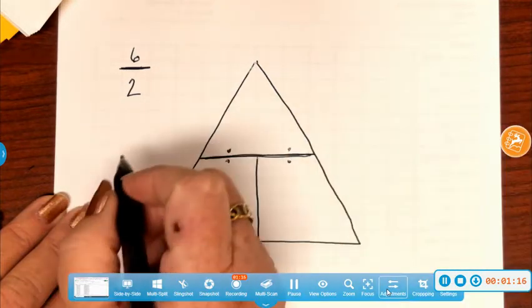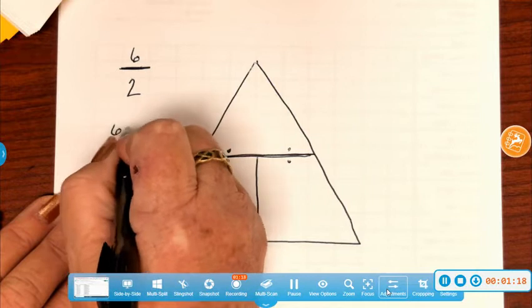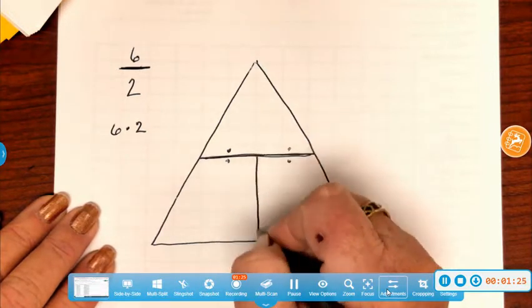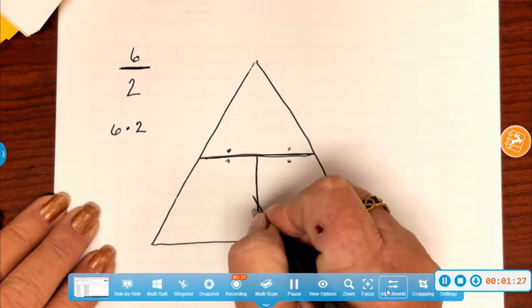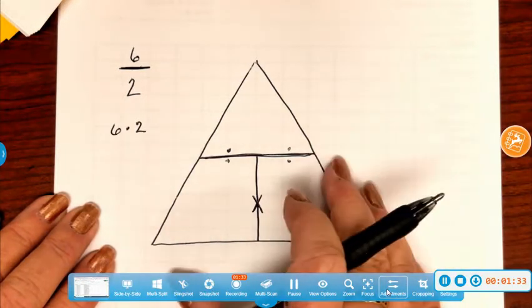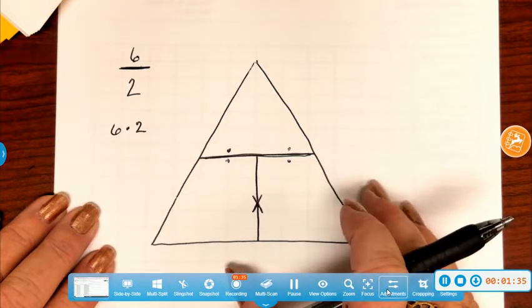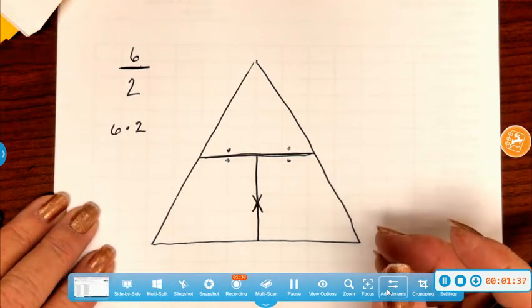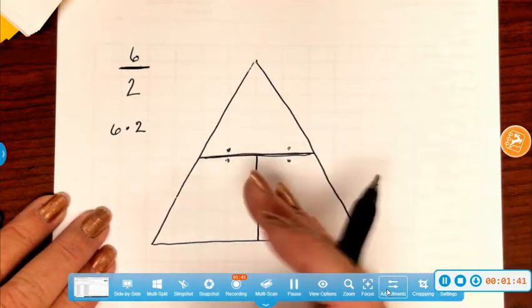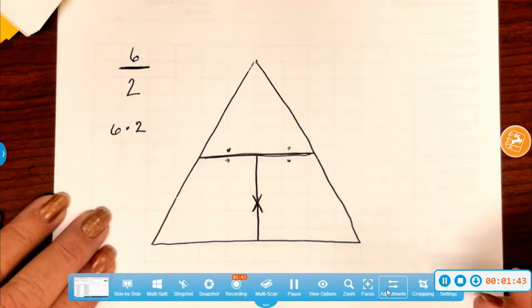If I were to write this, what does that mean? 6 times 2. This line right here means multiply, means times. Okay? So you can take any three variable equation, and if you set it up correctly in the magic triangle, you never have to guess about whether should I multiply, should I divide. You just plug numbers in here and the magic triangle tells you what to do.